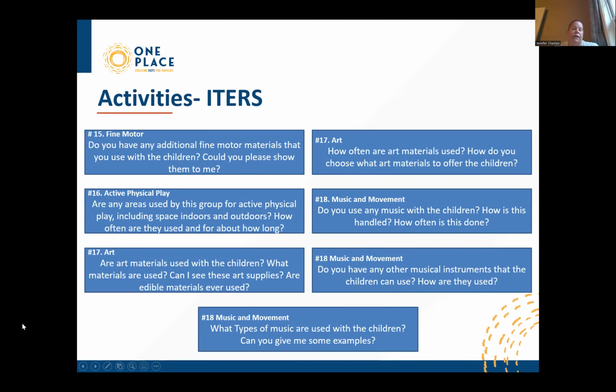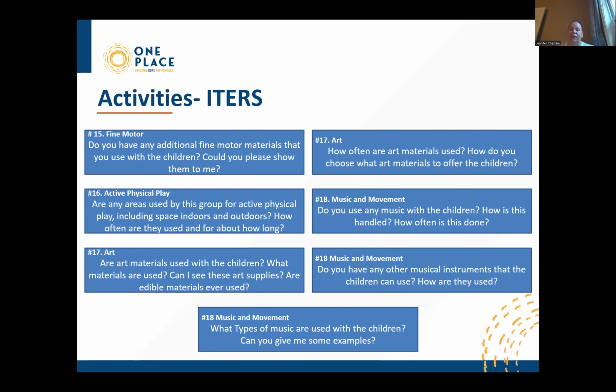All right, these next couple slides are all about activities, and there is a ton of questions for activities. So I actually sectioned them between ITERS and Eckers. So first up, we have ITERS, and for fine motor, it's again, rotational materials. Remember, we do it at least monthly, and you know where you keep your rotational materials. Active physical play. Are any areas used by this group for active physical play, including space indoors and outdoors? How often are they used and for about how long?